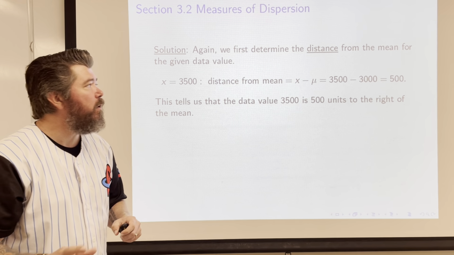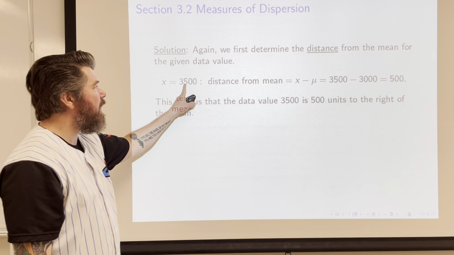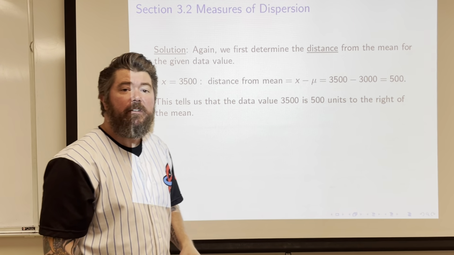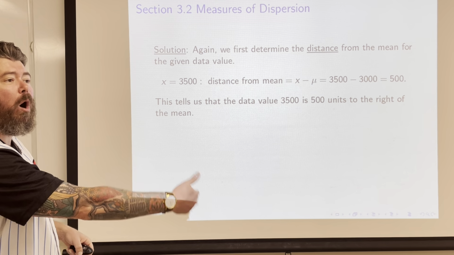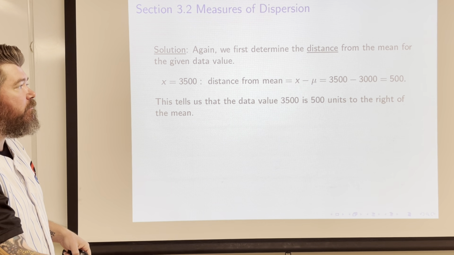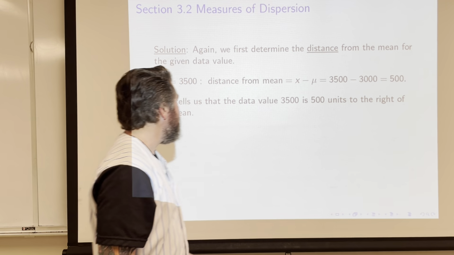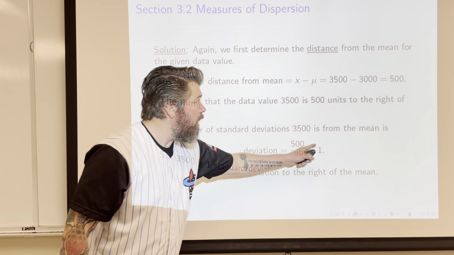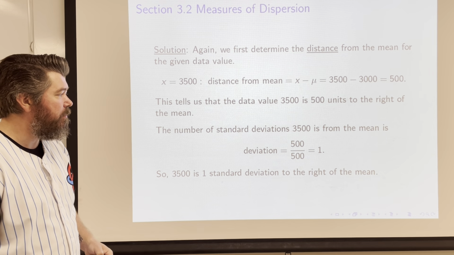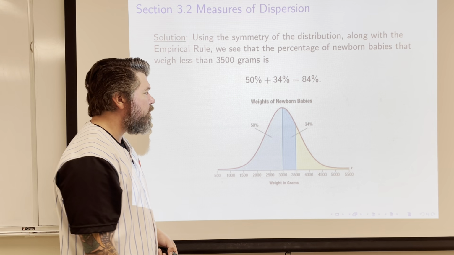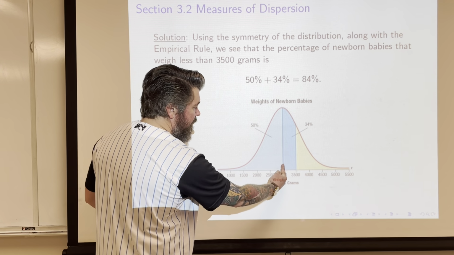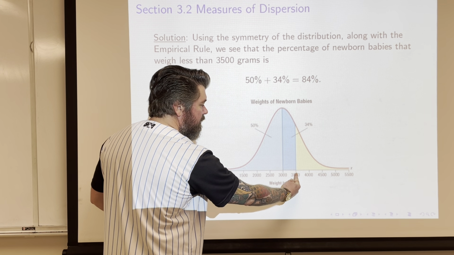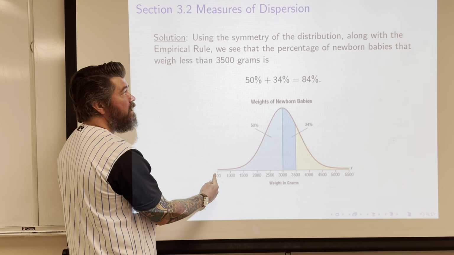Okay, so again, we first determine the distance. If we look at our value 3,500, the distance from the mean is 500. So we saw in our picture, we went 1 standard deviation to the right of the mean. That's what this tells us here. The number of standard deviations is 1, right? That we saw again from the picture. So here's our picture we're looking at. We have our mean at 3,000. We're 1 standard deviation away, and we want all of these data values.